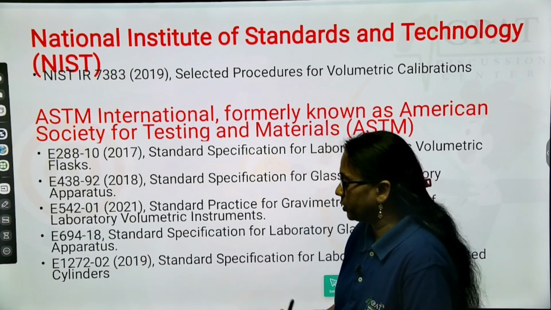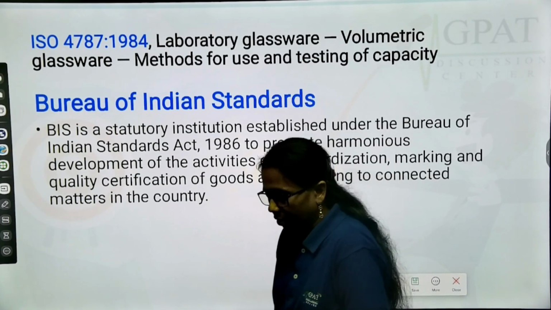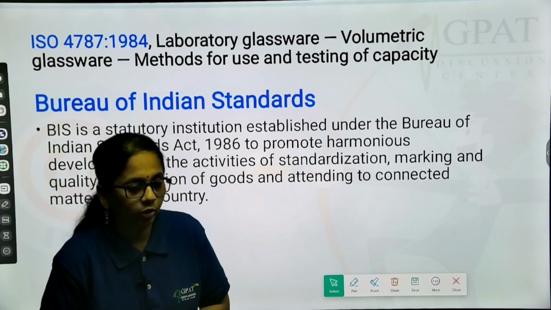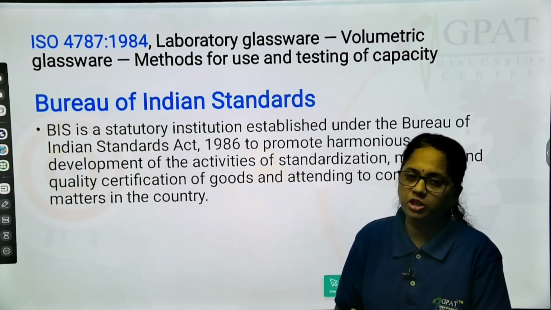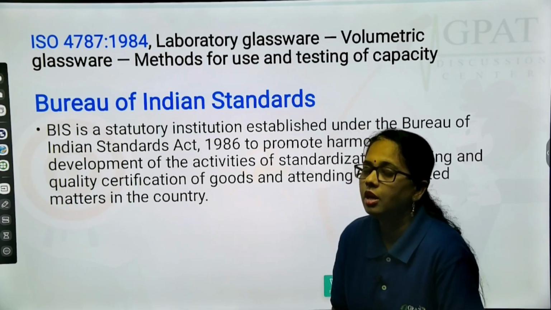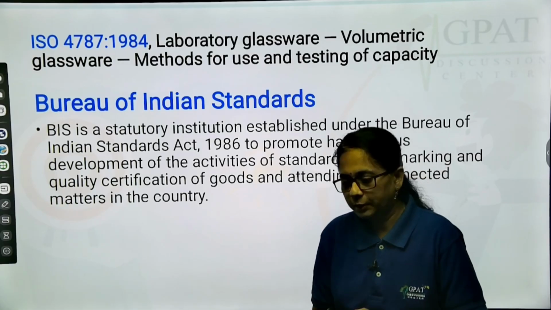Okay, whatever procedure you follow, you need to make sure that it is according to the tolerance limits. Okay, it should be within the specification limits, otherwise you are not supposed to use the particular glassware.